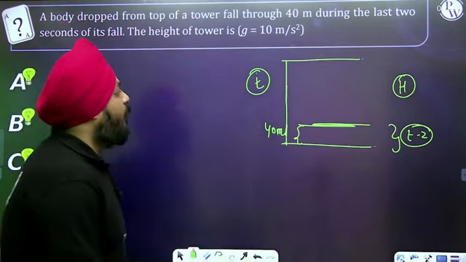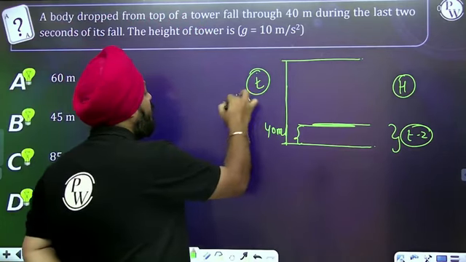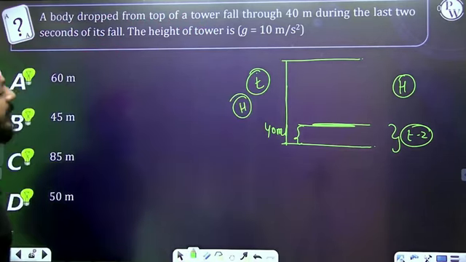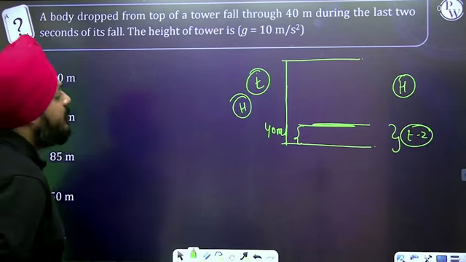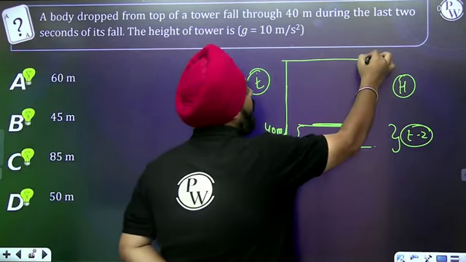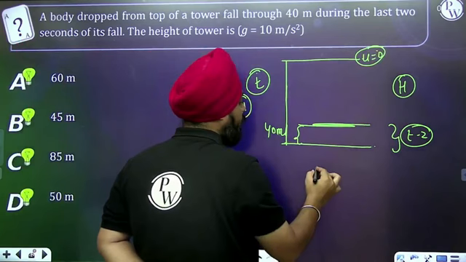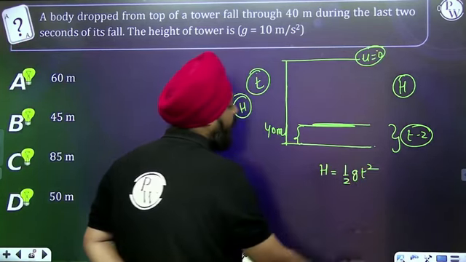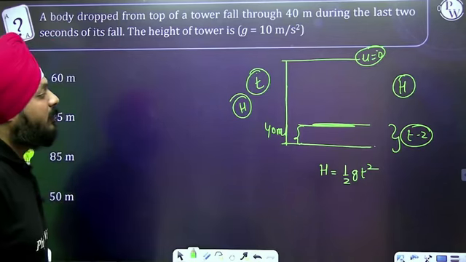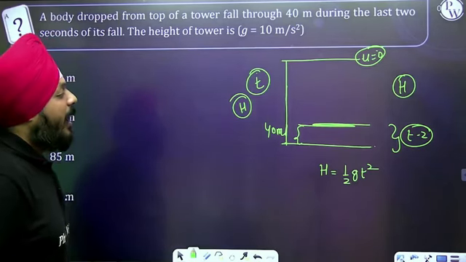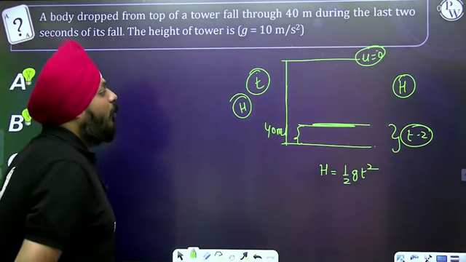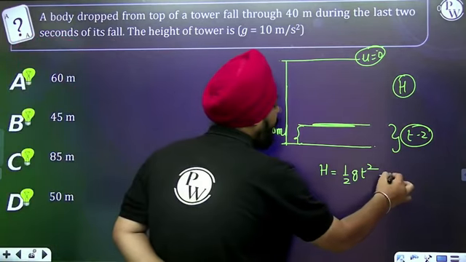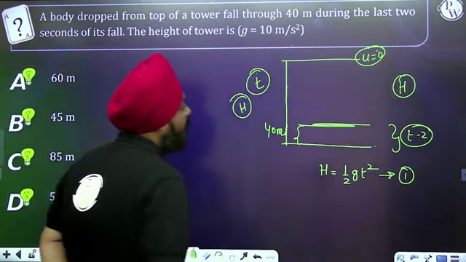Can I say the height of the tower is h? Yes. It is dropped, which means u is equal to 0. So h is equal to half of g t square. Can I consider this as equation number 1?